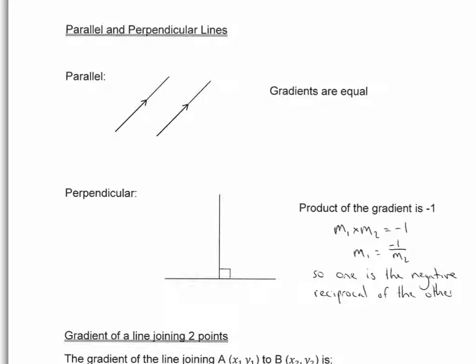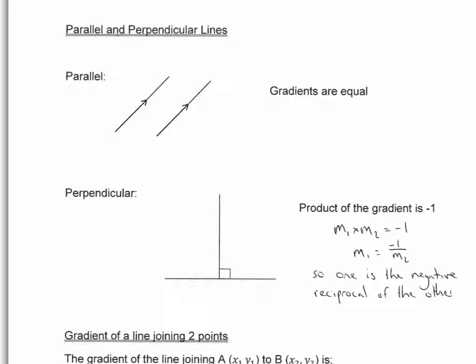Okay? Perpendicular lines meet at a right angle, and here's an idea you might not be so familiar with. If these both meet at a right angle, then it's true that the gradient of one line and the gradient of the other line have a product which is -1. That means if you rearrange that, you can find one of their gradients by doing -1 over the other gradient.